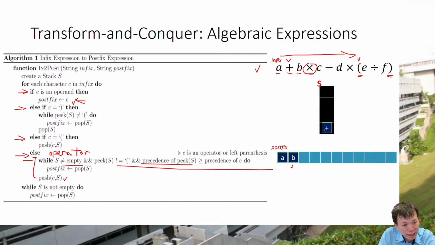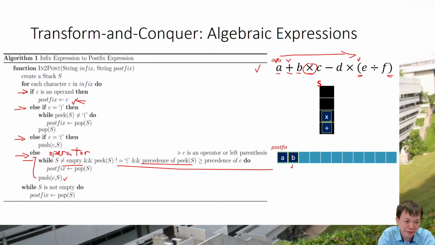This one is not higher, right? Yeah, I need to do the multiplication first. So therefore, if anything is bigger than it, you will take it out. You will take out all the operators inside the stack which are bigger than multiplication, because they need to be done first, right? If the precedence is lower than it, then you will still keep it.